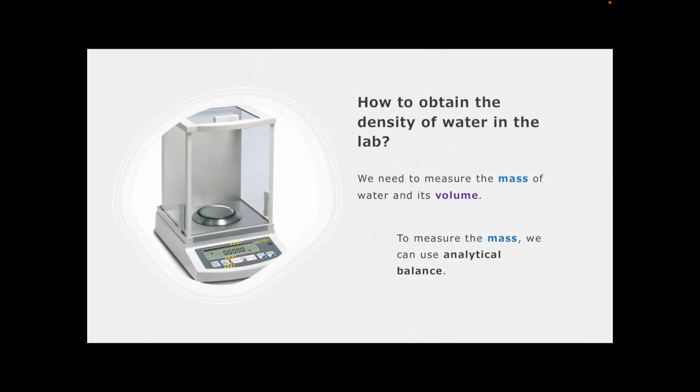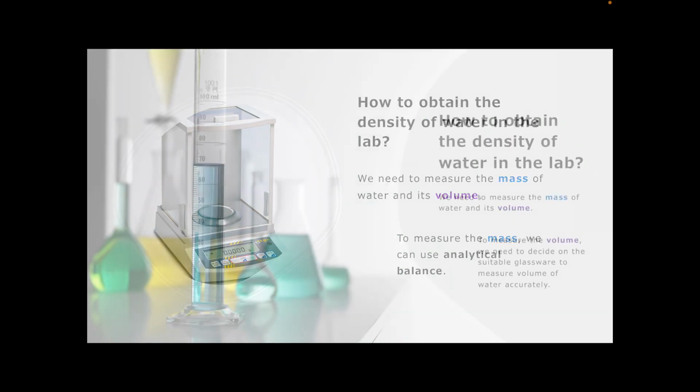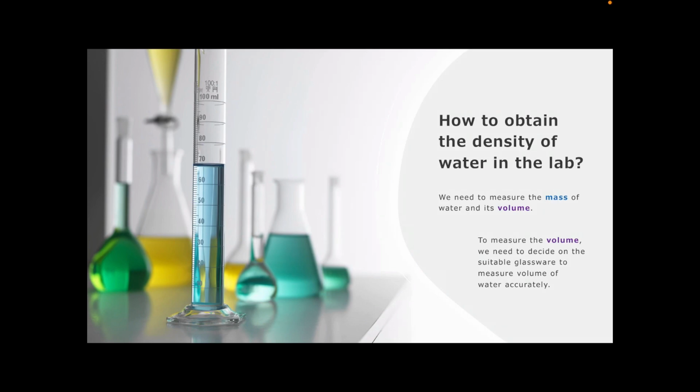How to obtain the density of water in the laboratory? We need to measure the mass of water and its volume. To measure the mass, we are going to use analytical balance. To measure the volume accurately, we need to decide on the suitable glassware for this experiment.